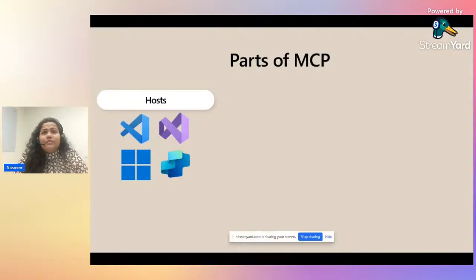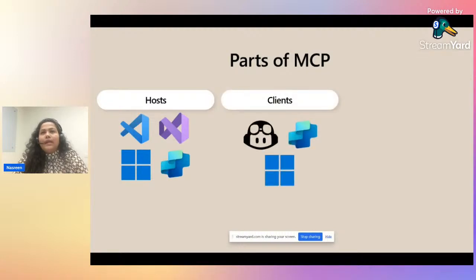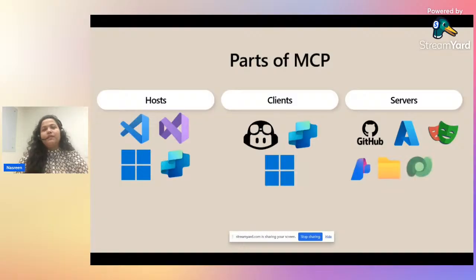Next, we have clients. These are protocol clients, which sometimes are the same as the host, but they maintain a one-to-one connection. So a client can be your Copilot agent, and so on. Then the third main part is the MCP server, which helps integrate both. These are lightweight programs that expose specific capabilities through the standardized MCP.